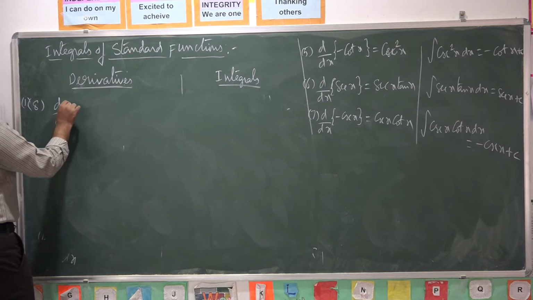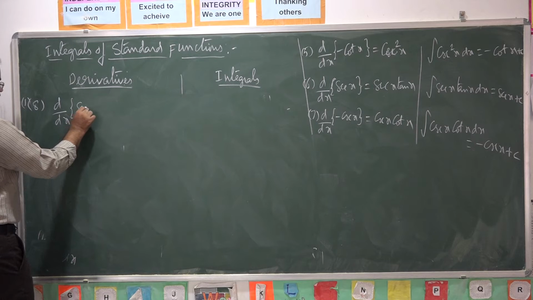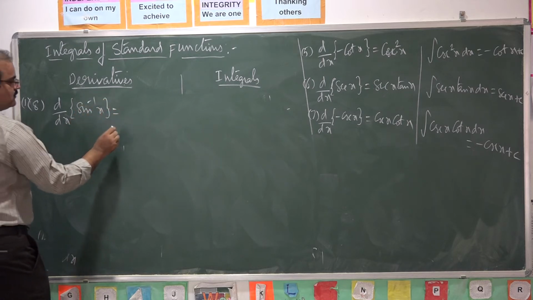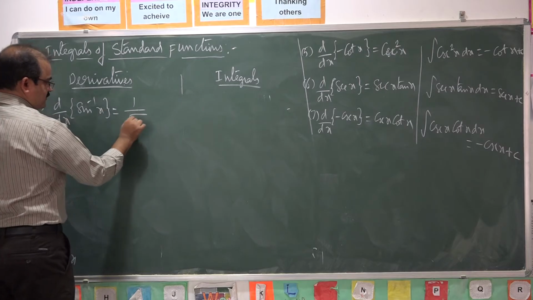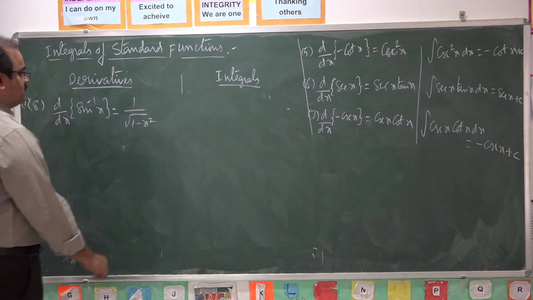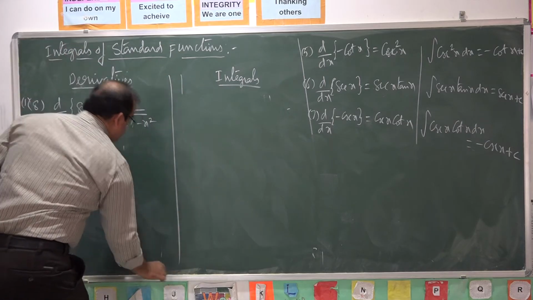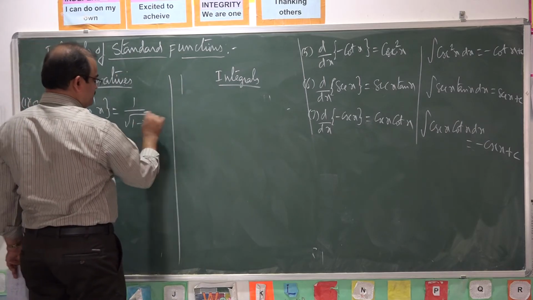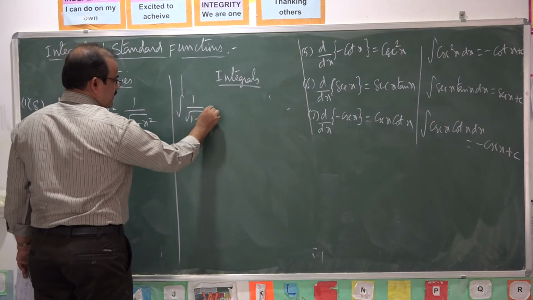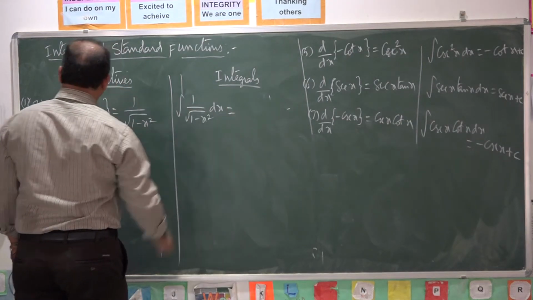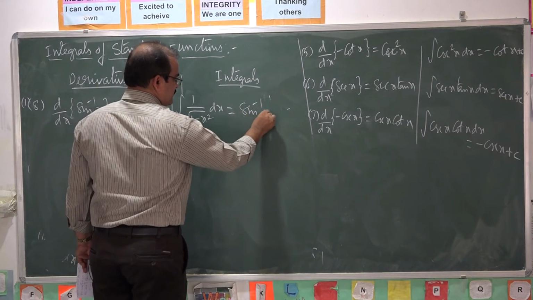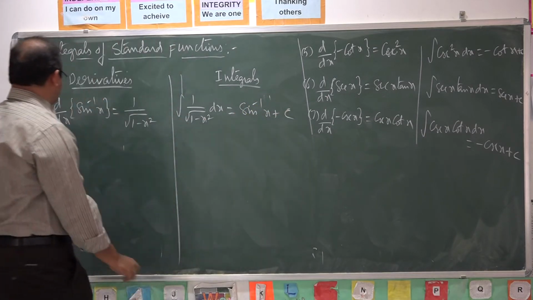d by dx of sin inverse x, that is 1 by root of 1 minus x square. From this, integral of 1 by root of 1 minus x square dx is equal to sin inverse x plus c.